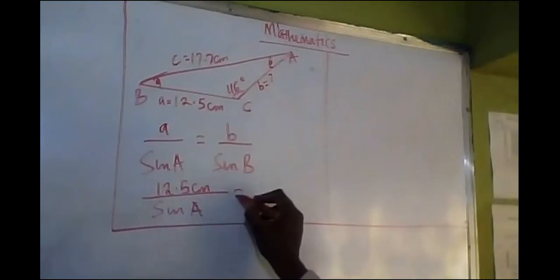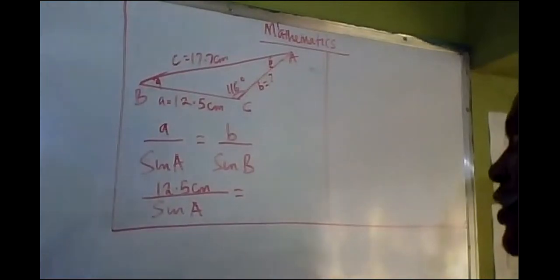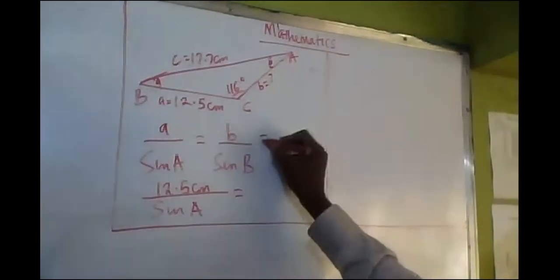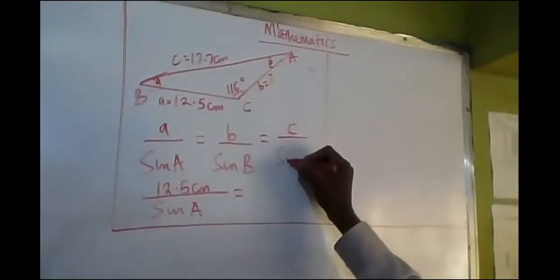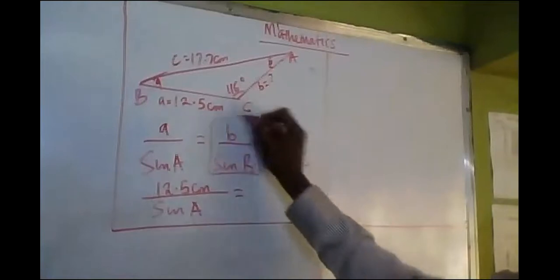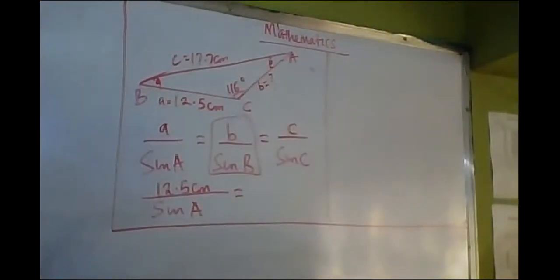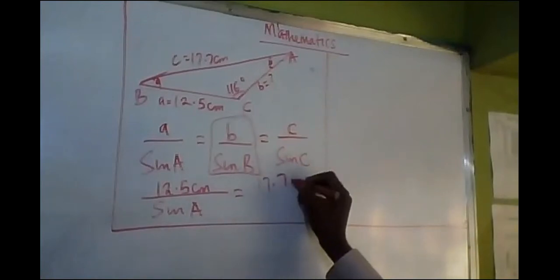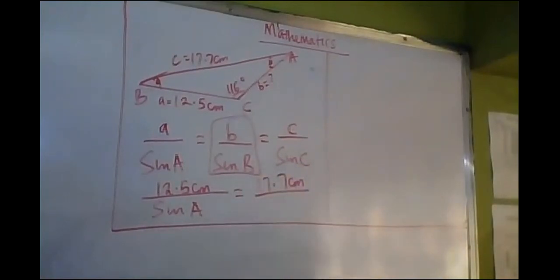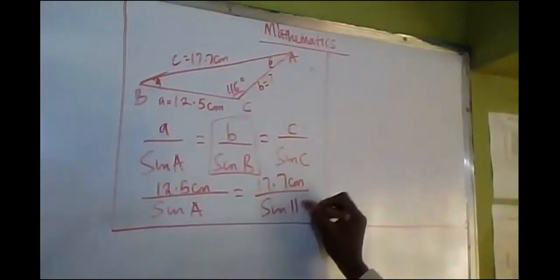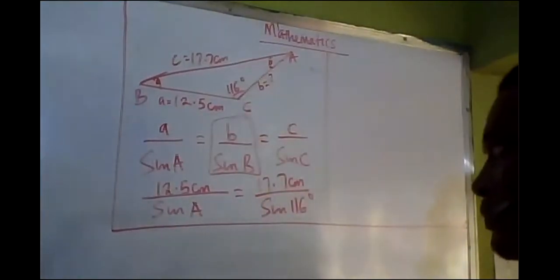Do we have sine a? Okay, we are looking for sine a first. Equal to b. So what's the b there? No, we don't need b. So I should add c over sine c. So this one will not be used now because we don't have it. So let's use c over sine c. So what's c? Small c is 17.7 centimeter over sine c. This is the angle. So sine 116 degrees.